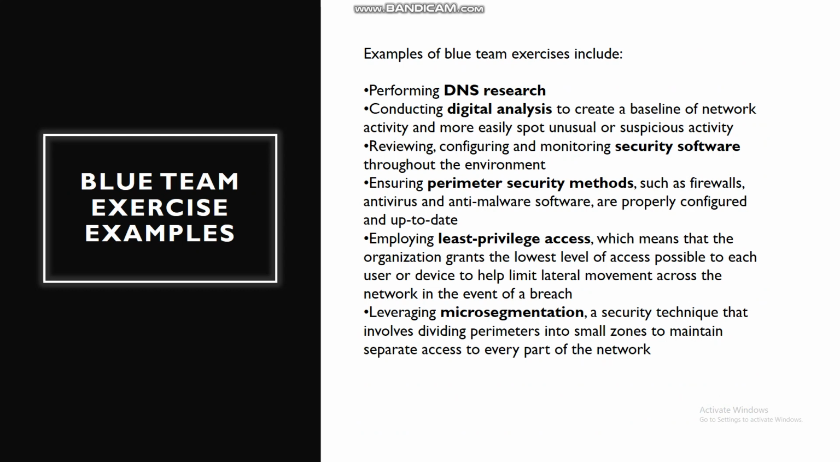Fourth, ensuring perimeter security methods such as firewall, antivirus, and anti-malware software are properly configured and up to date. Fifth, employing least privilege access, which means that the organization grants the lowest level of access possible to each user or device to help limit lateral movement across the network in the event of a breach. Sixth, leveraging microsegmentation, a security technique that involves dividing perimeters into small zones to maintain separate access to every part of the network. Let's move to the next slide.